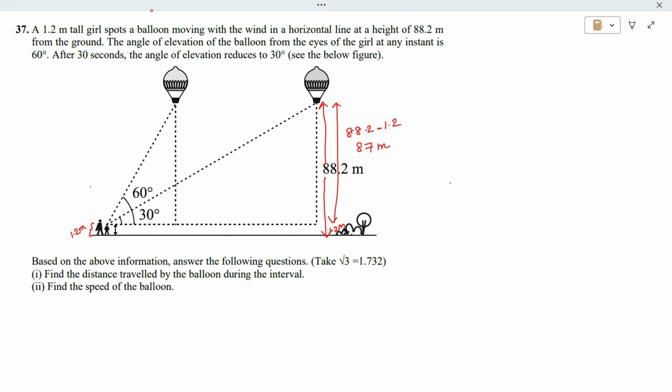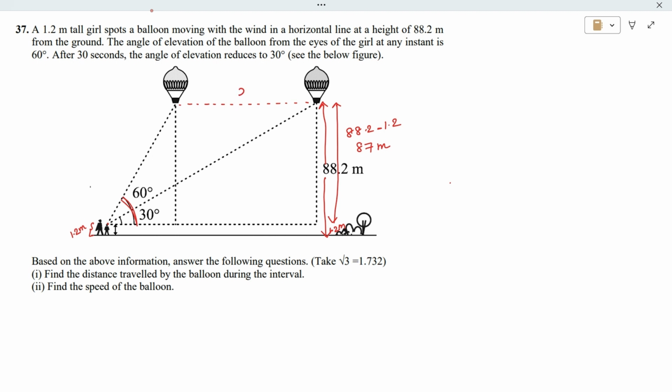Now, the angle of elevation of the balloon from the eyes of the girl at any instant is 60 degree. So from the eyes to the first starting place of the balloon is 60. Okay, that is this angle. And then after 30 seconds, the balloon started moving horizontally. Okay, and the angle of elevation changes to 30 degree. Okay, now they are asking me to find the distance traveled by the balloon during the interval.